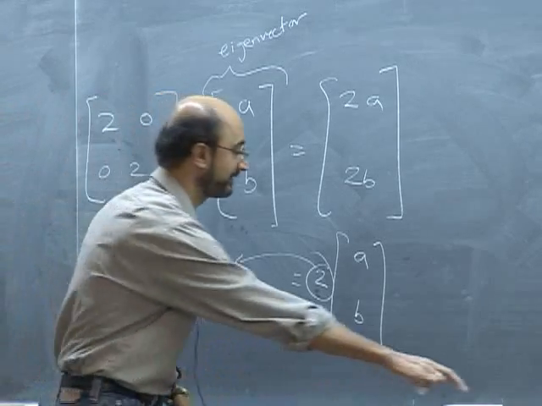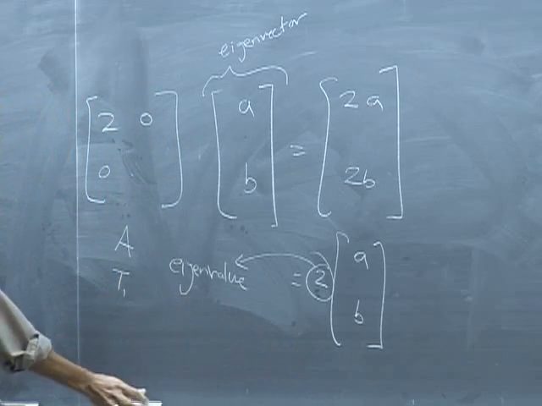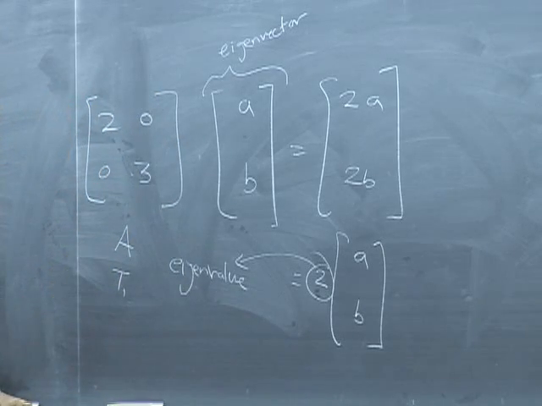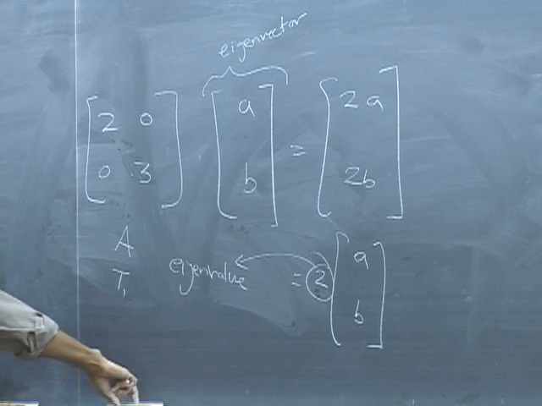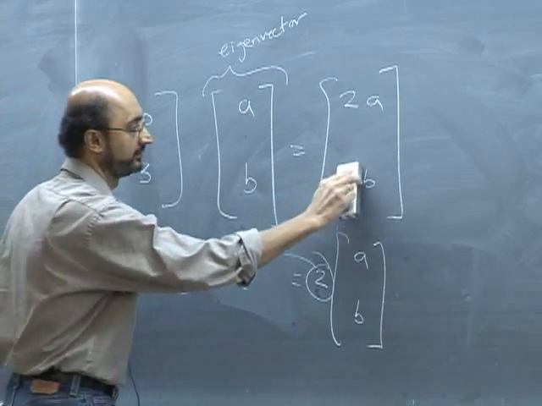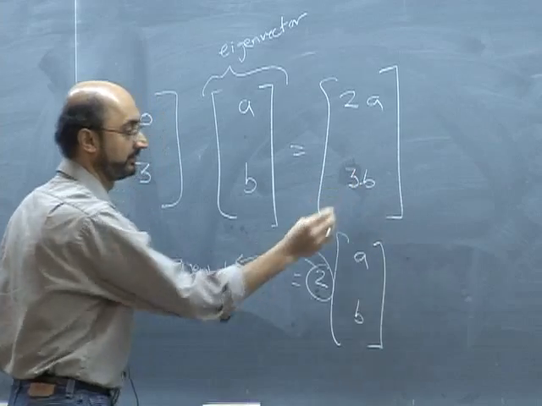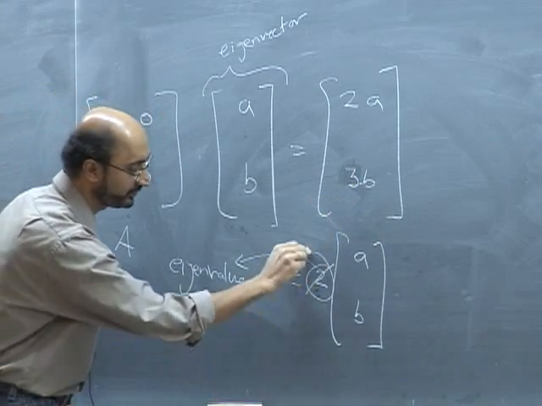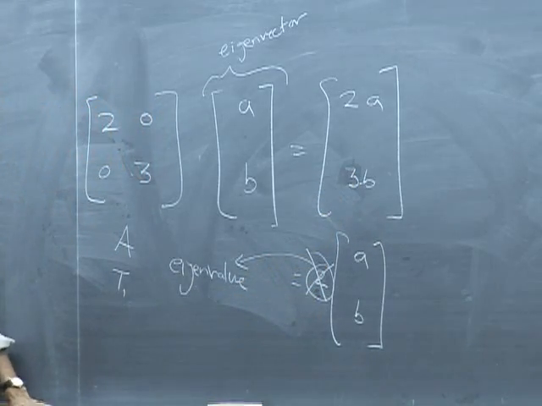But what if I told you the matrix was not 2, 0, 0, 2, but it was 2, 0, 0, 3? Now what's going to happen is that we have 2A, 3B. So we can't put 2 over here. That's not going to work. So what can we do? Anybody have a suggestion? How do you get an eigenvalue out of this? How do you get a scalar multiple out of this? Compute? No, I want to do it by inspection. I don't want to compute it. It's too much work.